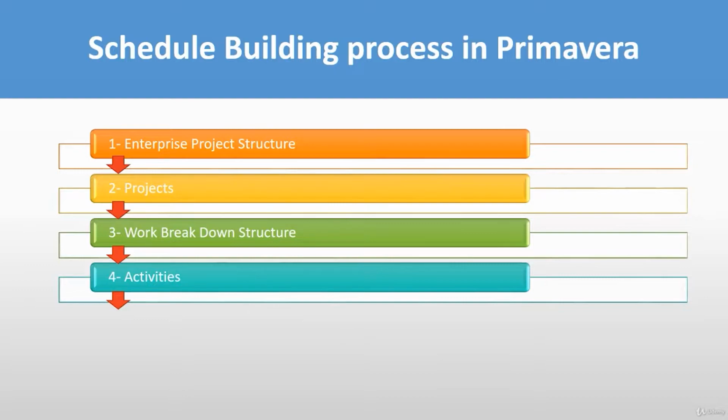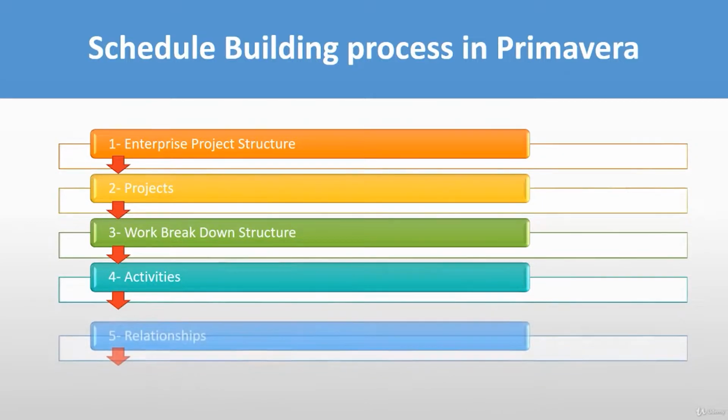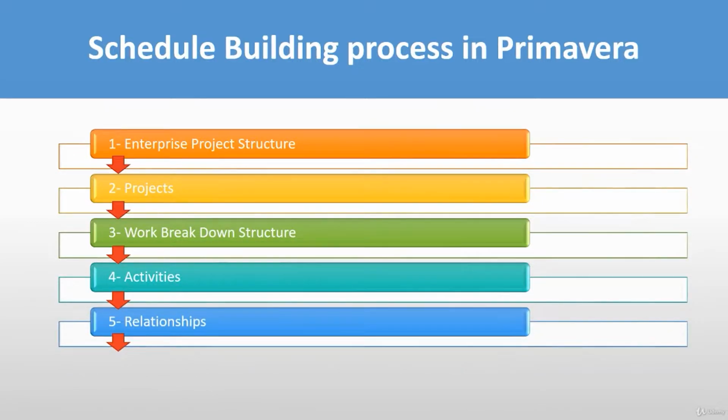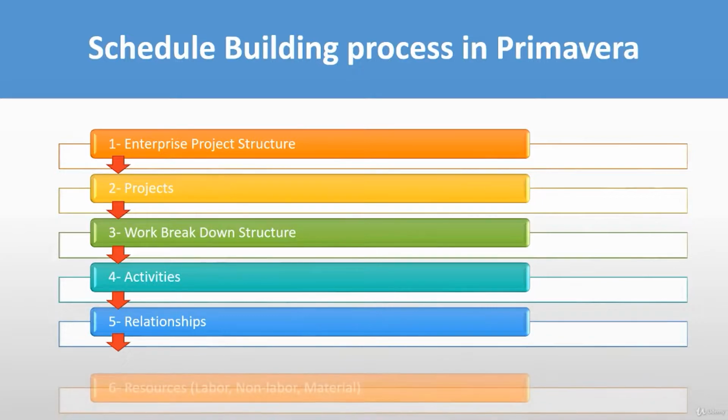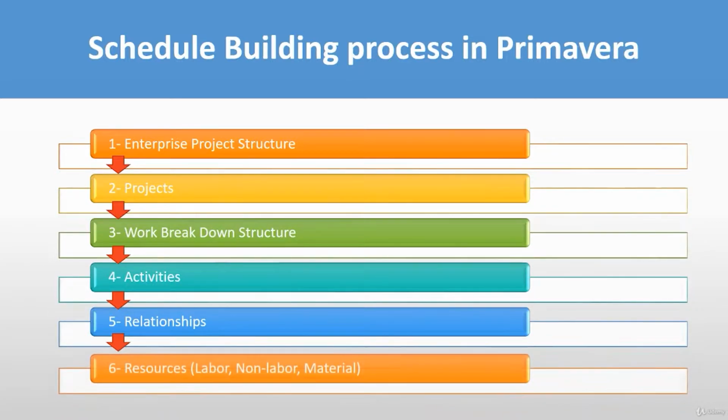Then the relationships between activities such as finish to start, start to start, start to finish, or finish to finish are defined. Please note that we will explain the relationship types in a separate lesson. Lastly, the resources such as labor, non-labor and material will be assigned to each and every project activity.